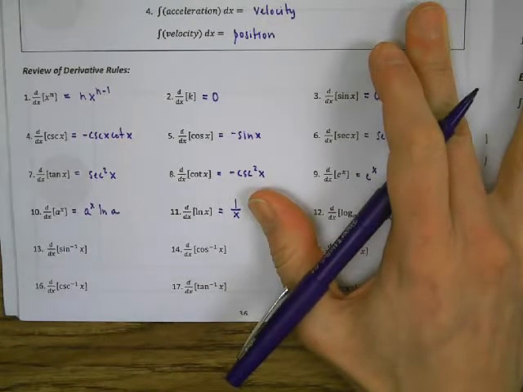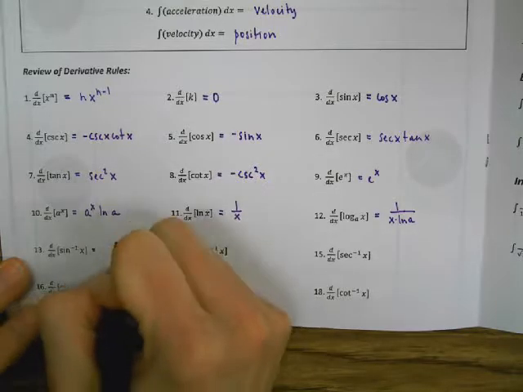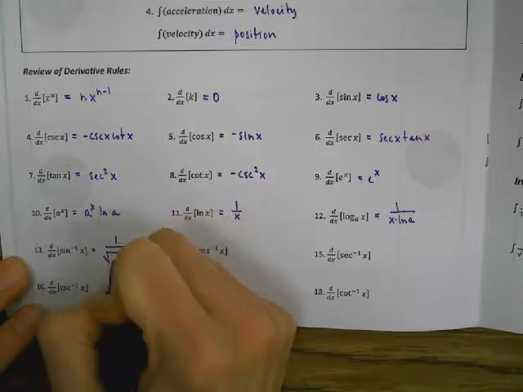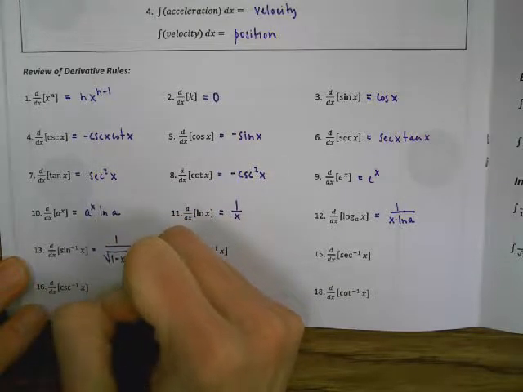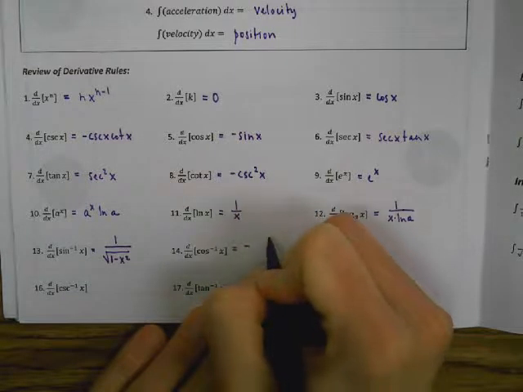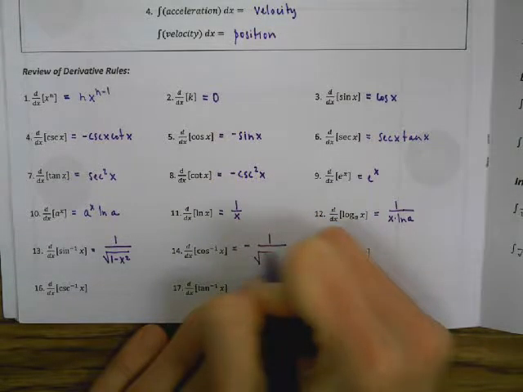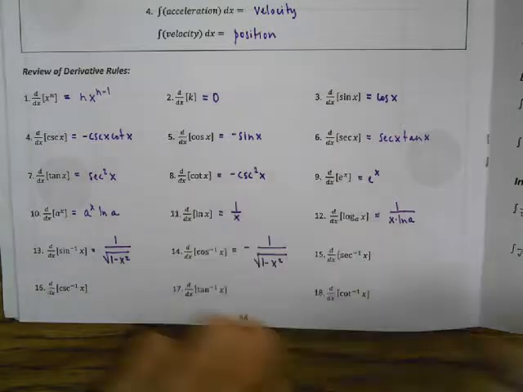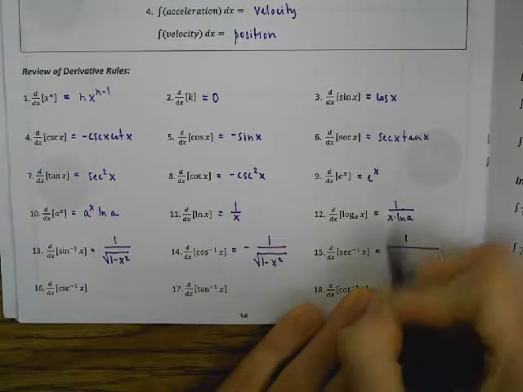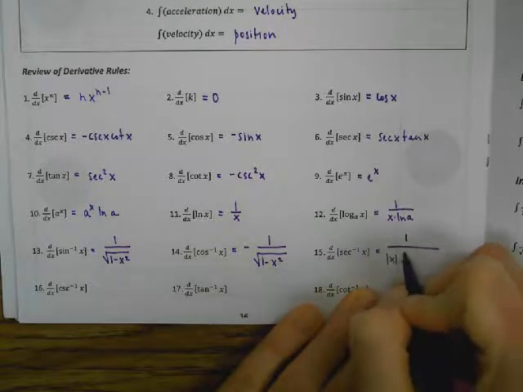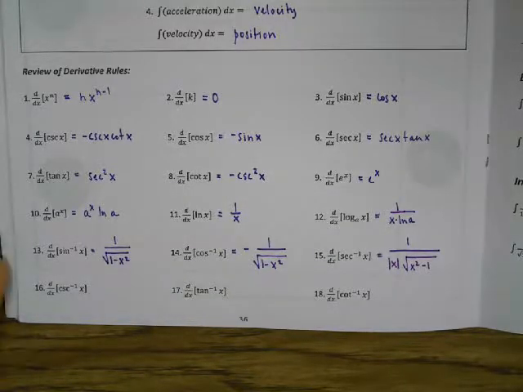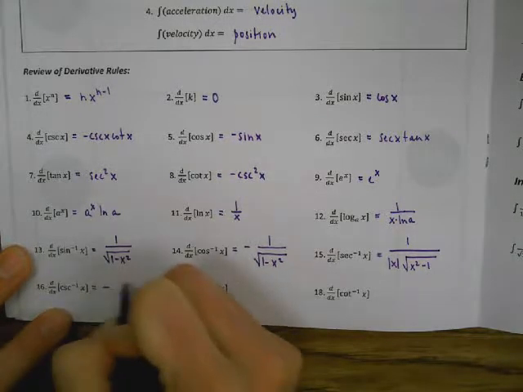Now, derivative of inverse sine of x, that's going to be 1 over the square root of 1 minus x squared. Derivative of inverse cosine is the same, but negative, so negative 1 over the square root of 1 minus x squared. Derivative of inverse secant is 1 over the absolute value of x times the square root of x squared minus 1. Cosecant, just the opposite of that.